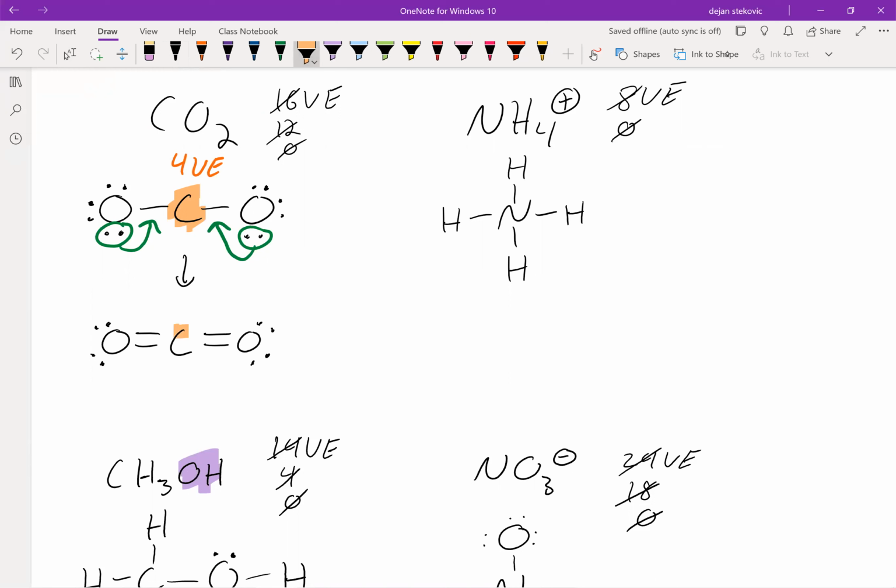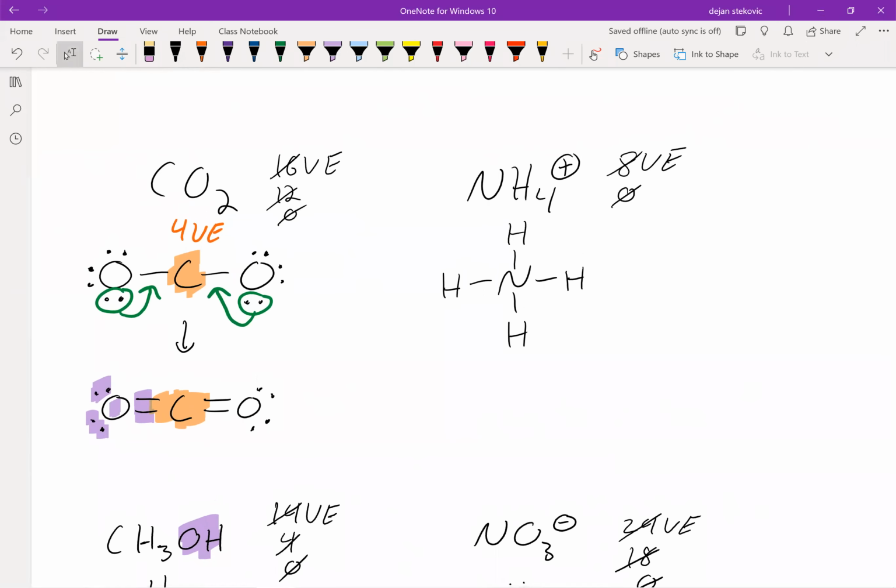And if you count the valence electrons, this carbon has 4 bonds. Each bond counts as 2 electrons. That's 8 valence electrons. These oxygens on either end, they have 2 lone pairs. That's 4 valence electrons, and then 2 bonds. Each one counts as 2. 4 plus 4 is 8. Everything has 8 valence electrons. Everything is nice and happy.